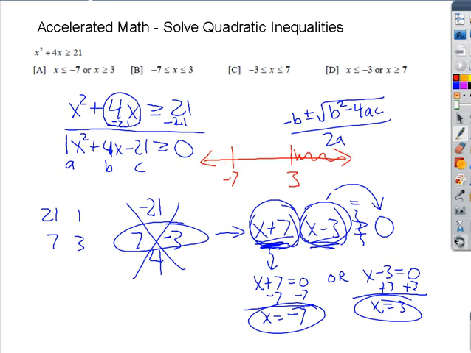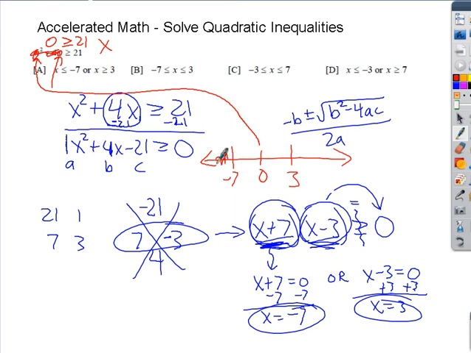Alright, so let's test something. We're going to pick on 0 here because it's easy. And we're going to plug 0 into our original equation all the way back up here, in for x. 0 squared is 0, plus 4 times 0 is 0, so all that comes out to 0. Is 0 greater than or equal to 21? No, it's not. So what that tells us is that this is not the solution area. So we're not going to shade that in.